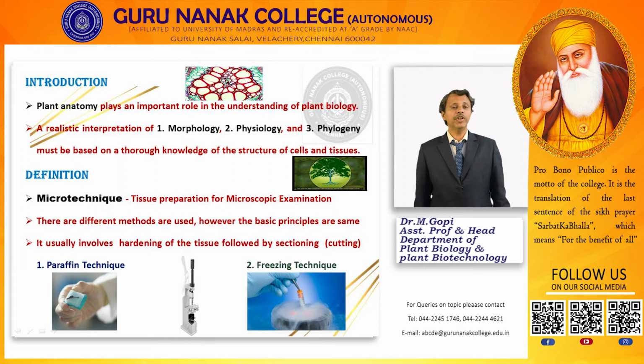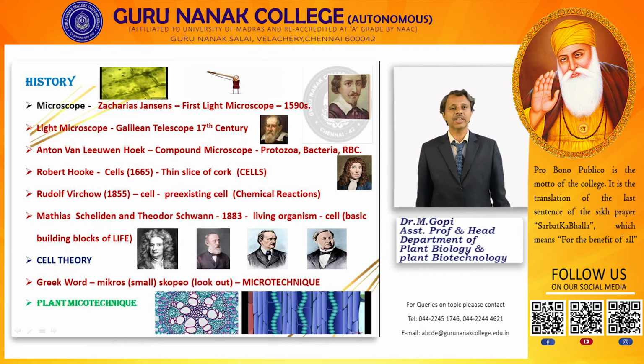Historical background. When you talk about microtechnique, the microscope is one of the aids to identify the plant organs. The microscope was first invented by Zacharias Janssen during the 1590s. It is based on the Galileo telescope, and is called the light microscope. Light is the source of illumination, that is why it is called a light microscope, or otherwise a simple microscope. It was followed by the compound microscope developed by Anton van Leeuwenhoek.